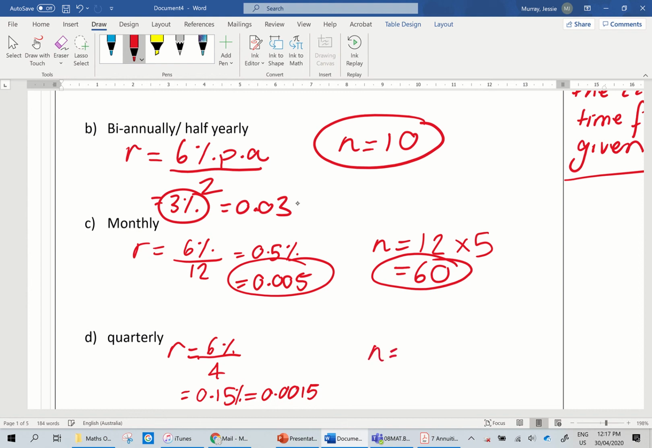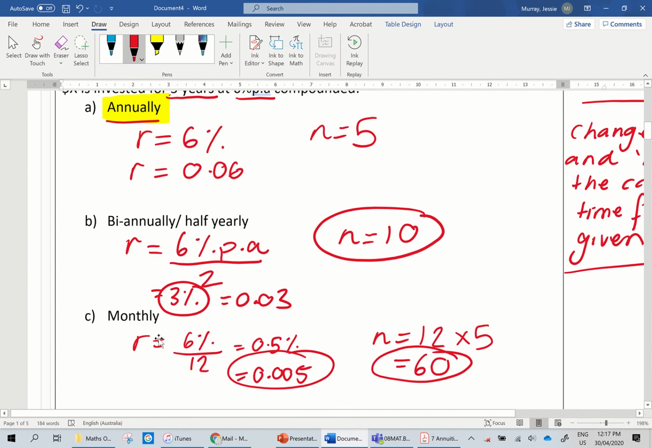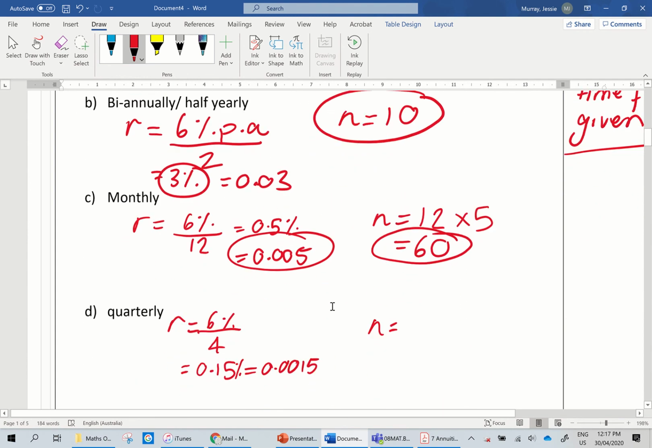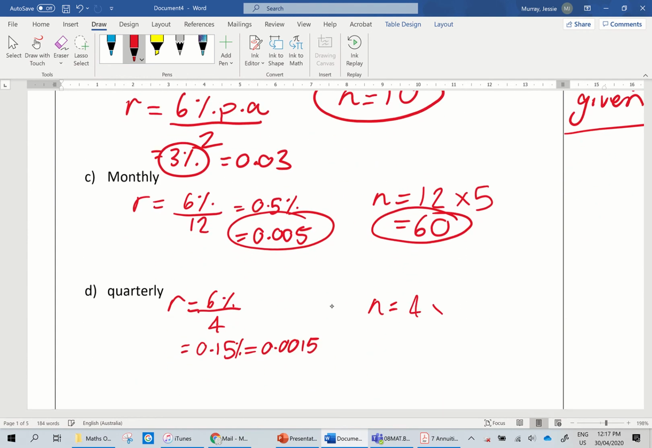And number of time periods, again, if they're looking at it per quarter, okay, so they're looking at it 4 times a year, and it's there for 5 years. And again, in my HSC, I would always show that line of working. So they're going to look at it 20 times. So there's my N value and there's my R value.